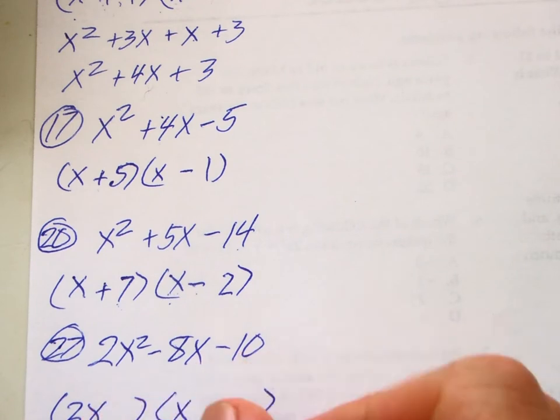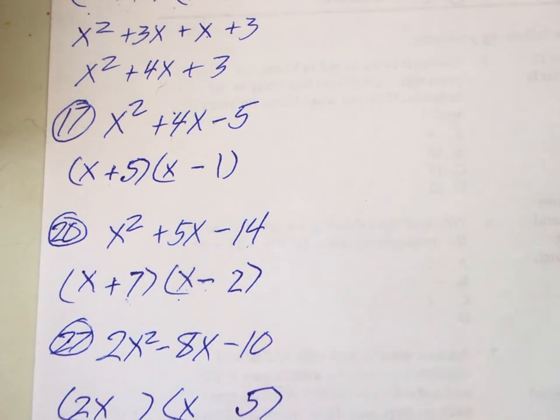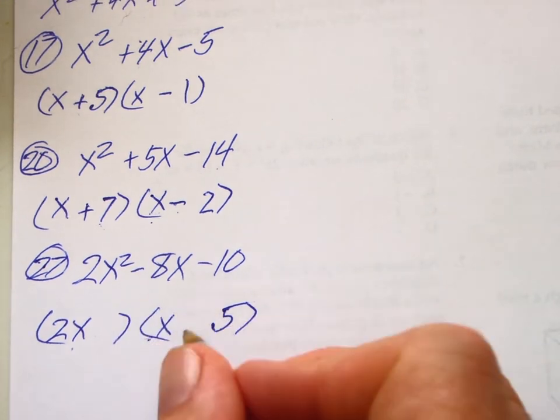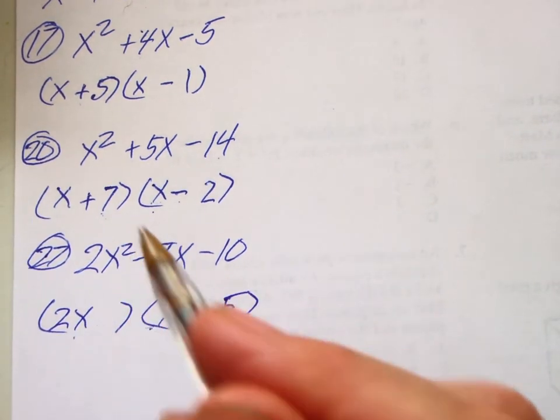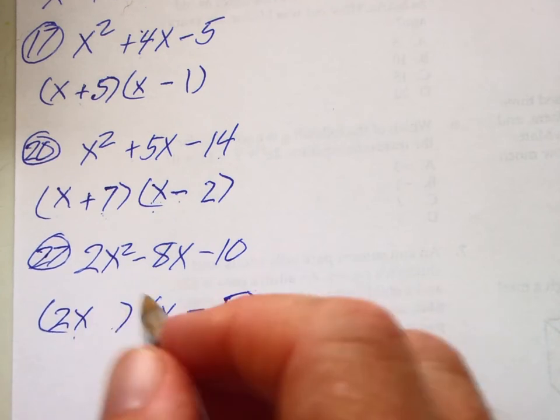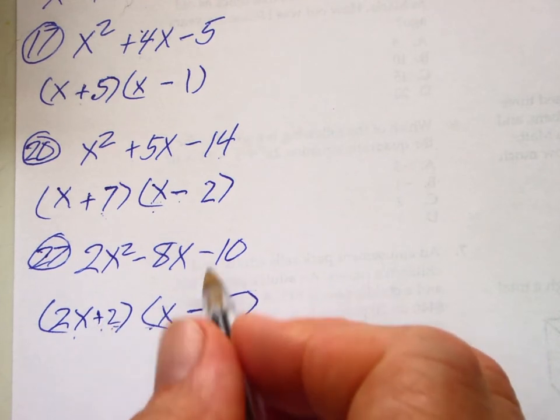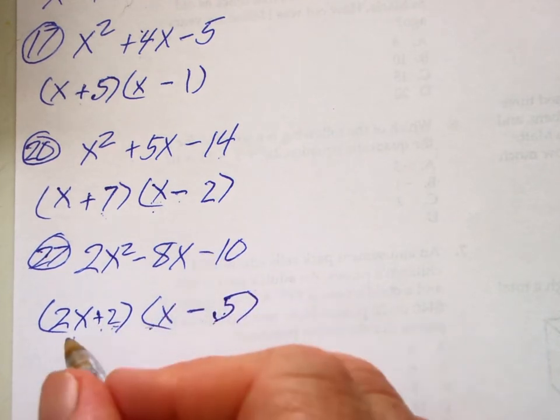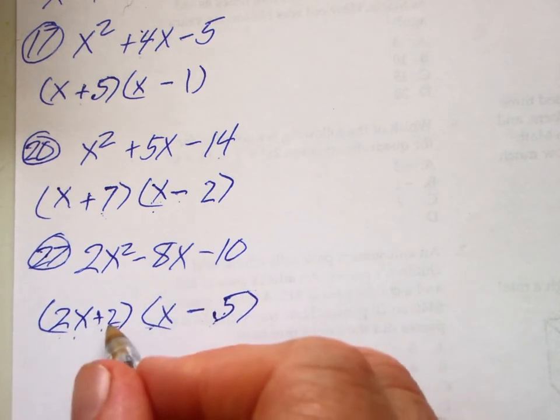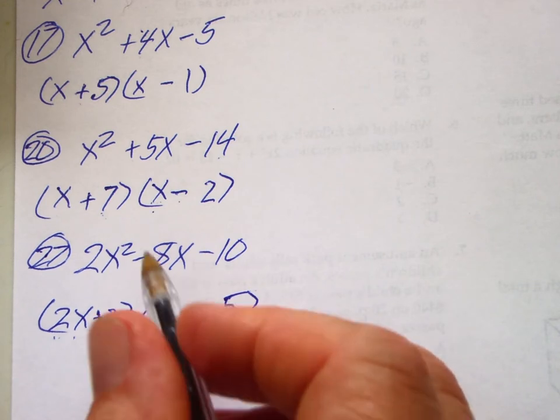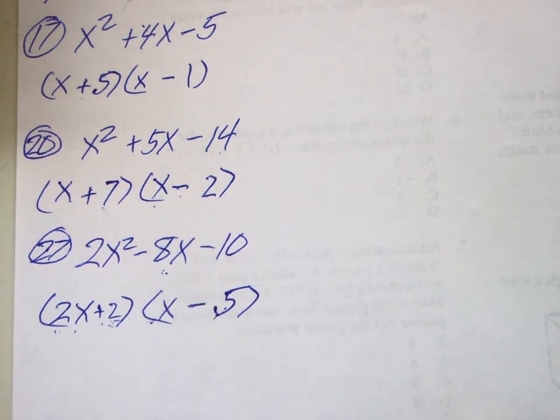How about if I put the 5 here? 5 times 2x is going to give me 10x. And I'll want the minus 5. So that'll give me minus 10x. That means this has to be positive 2. Because 2 times 5 is 10. And 2 times negative 5 is negative 10. So we're going to end up with minus 10x, but positive 2x. Minus 10x and positive 2x is minus 8x. This is going to work.